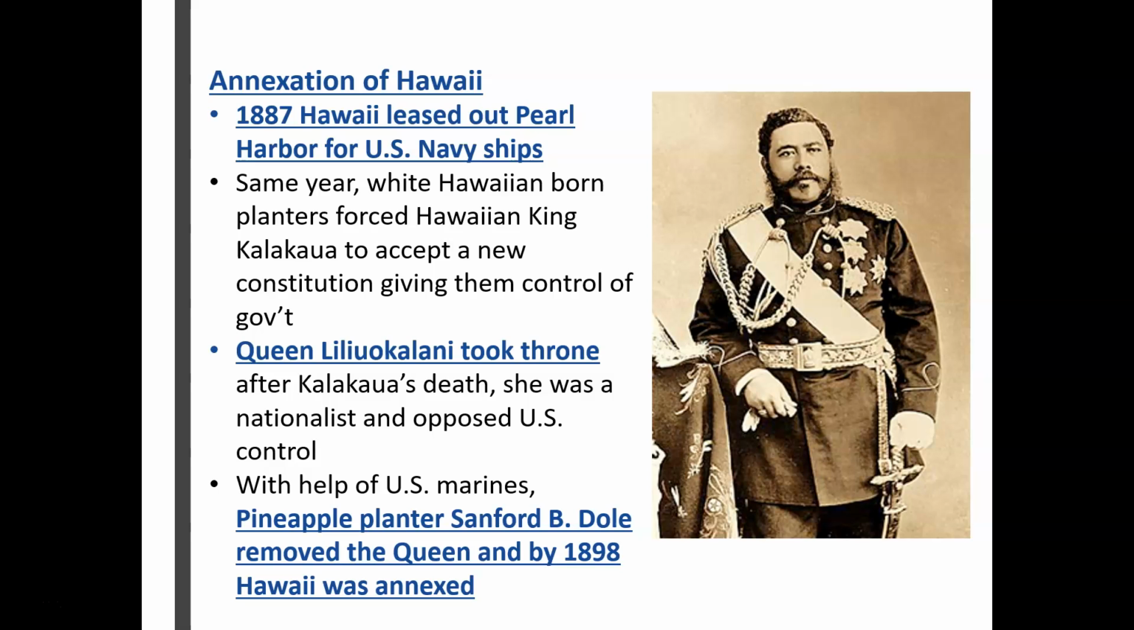And then when he left the throne, Queen Liliuokalani took the throne after Kalakaua's death, and she was a nationalist, meaning that she supported Hawaii as its own nation and was very much opposed to U.S. control. And so with the help of the U.S. Marines, pineapple planter Sanford B. Dole actually removed the Queen, and by 1898, Hawaii was annexed and brought in as part of the United States, at least as a territory.